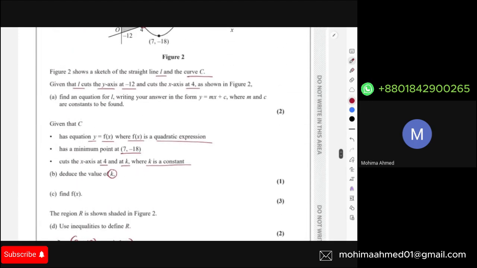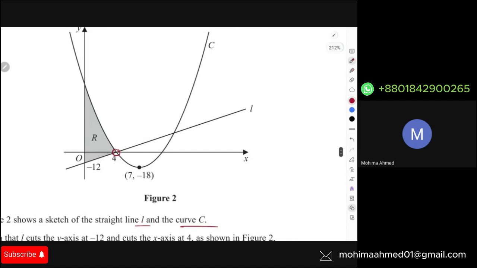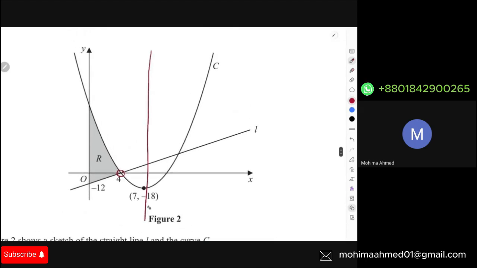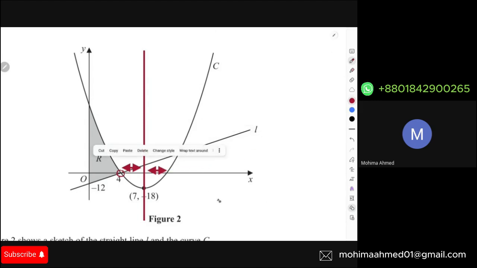Another thing, if they're asking to find out the value for k and they're giving you 1 mark, that means you have to use symmetry over here. If they have provided that the minimum point was exactly at 7, and the first critical point is 4, the distance between the minimum point and the critical point is 3. If this is 3, then the other distance from the minimum point is also going to be 3. So this is going to be 10, right? 7 plus 3 becomes 10.